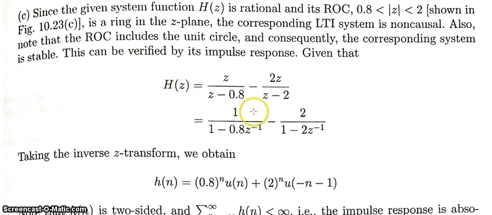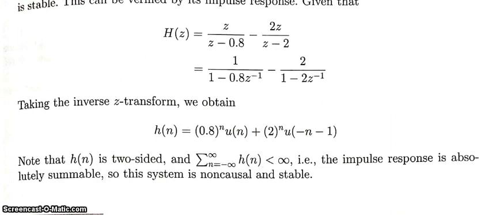Now, H of z we have obtained and expressed in this standard form. Now, by considering the ROC, when we take the inverse z transform, corresponding to the first term we get a right-sided sequence, and corresponding to the second we get a left-sided sequence. Therefore, h of n is 0.8 raised to n into u of n plus 2 raised to n into u of minus n minus 1. So h of n is two-sided, and also summation n equal to minus infinity to infinity, h of n is less than infinity. See, it is very clear.